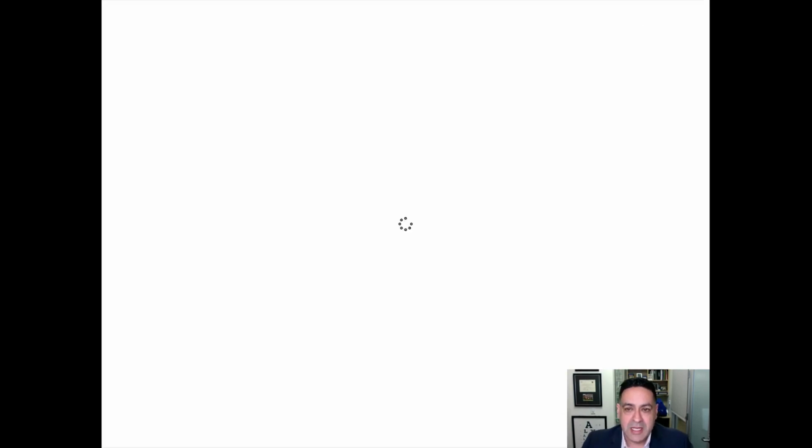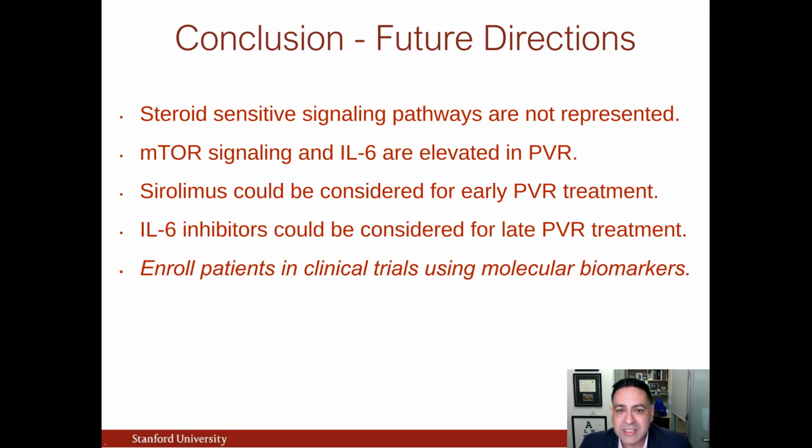So again, we think steroid-sensitive signaling pathways weren't represented, which is why steroid therapy trials have failed in the past. mTOR signaling and IL-6 targeting makes sense. You could choose sirolimus, you could choose those IL-6 inhibitors. And probably a better way to conduct clinical trials, especially when you have very specific molecular therapeutics, is to enroll patients not by just their clinical criteria, but whether or not they're expressing the proteins that you're targeting or specific biomarkers.